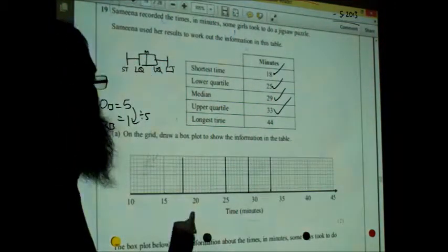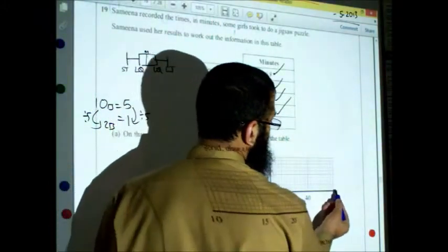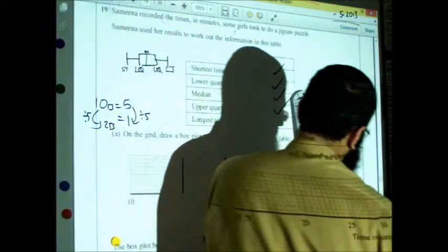And the last one is the longest time, which is 44. So 44 is one number before 45, so you come back by 2 squares. It should be there.